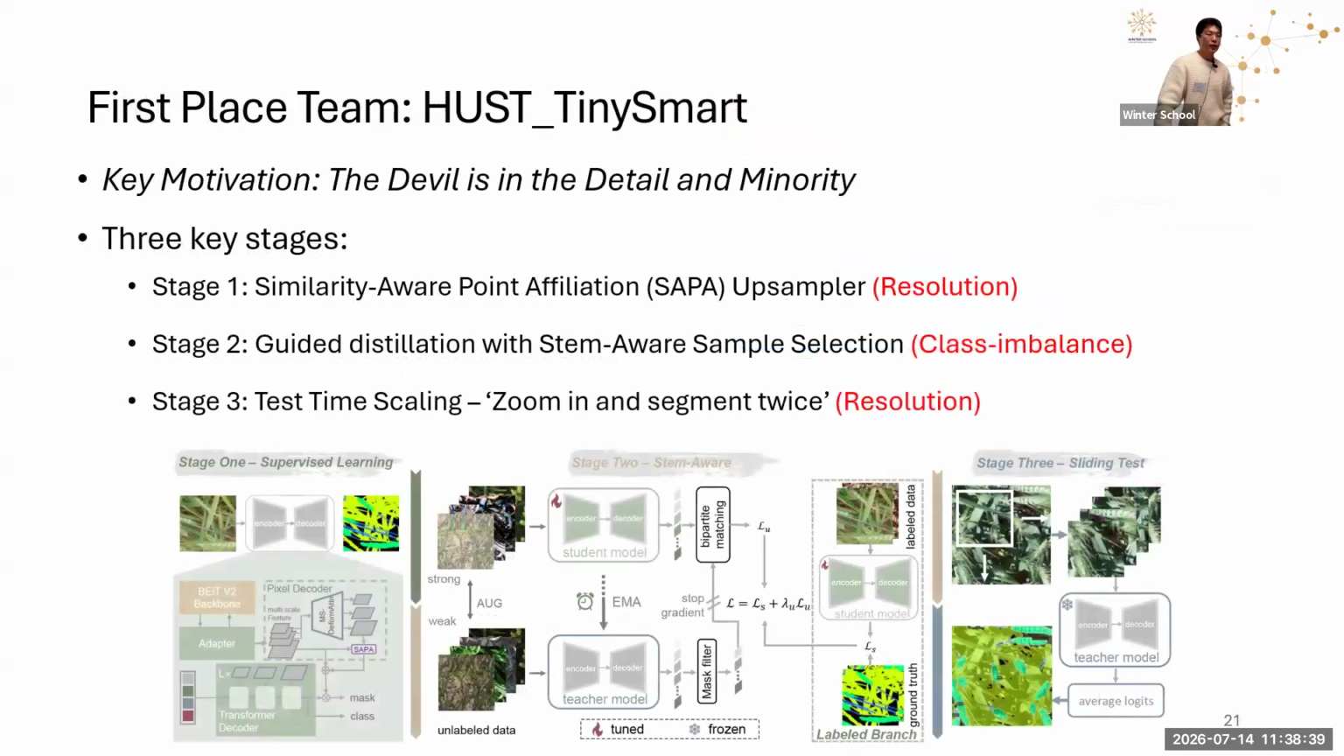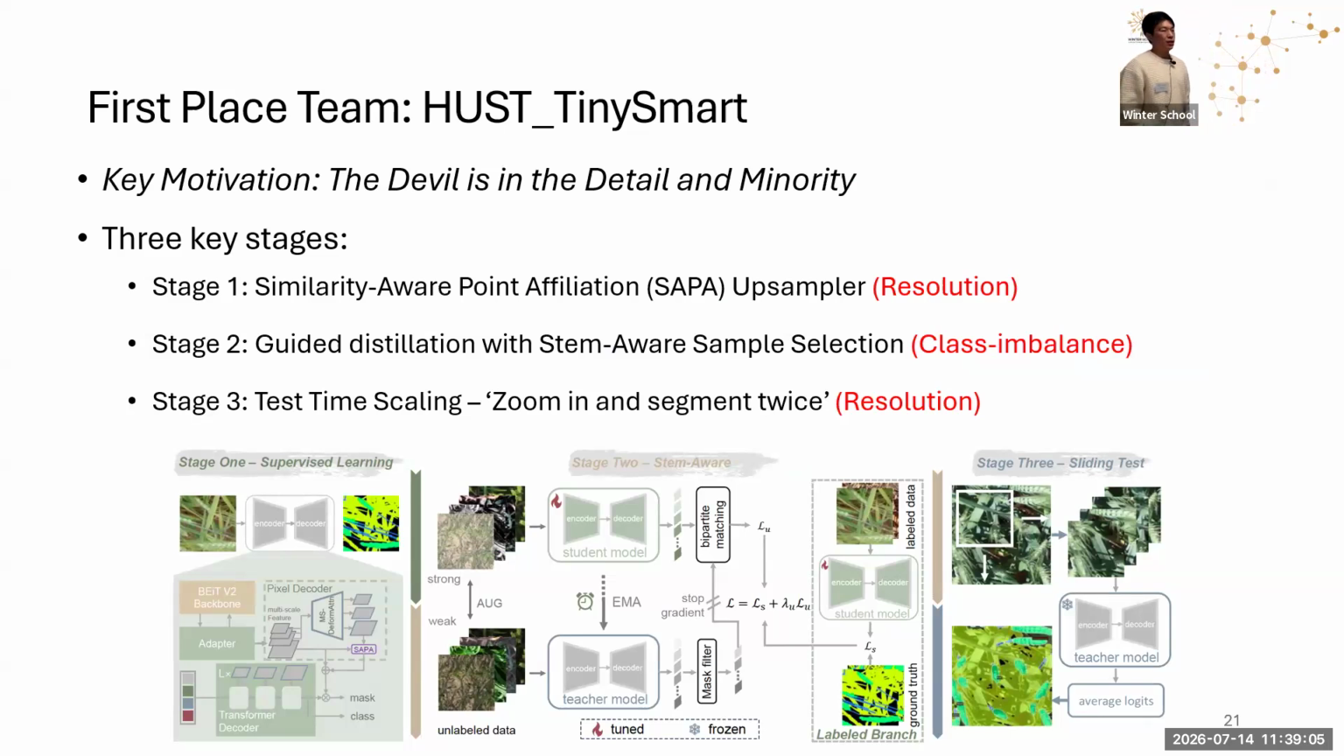And then these are the solutions from the first place team. The key motivation they argue is that the devil is actually in the detail and the minority. So this reflects our initial finding: we have fewer stem pixels, and that's the reason why we have a worse stem performance, right?